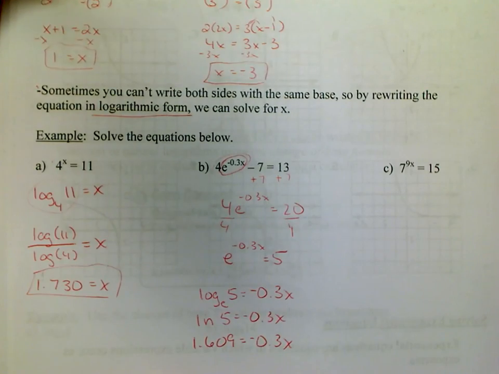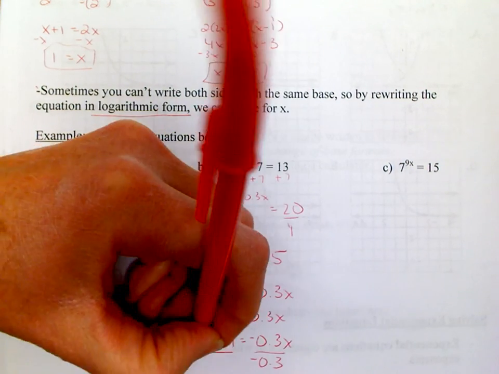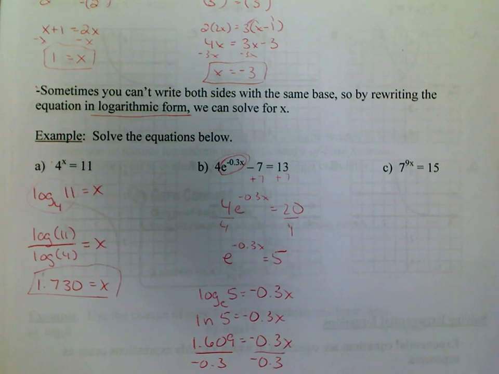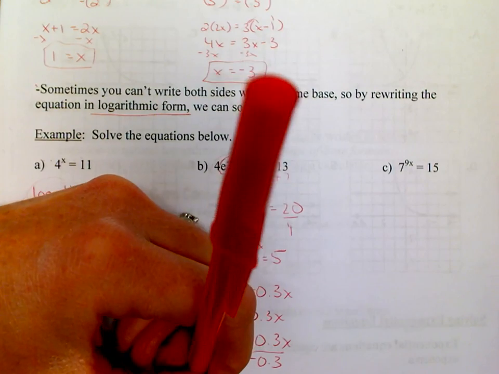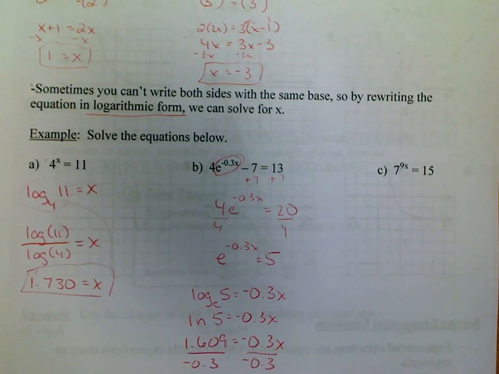Well, you can see what to do from there to get x by itself. You would divide by negative 0.3, and you will get x equals 1.609 divided by negative 0.3. You get negative 5.363. And there is your solution.